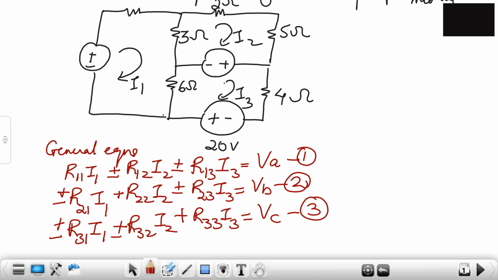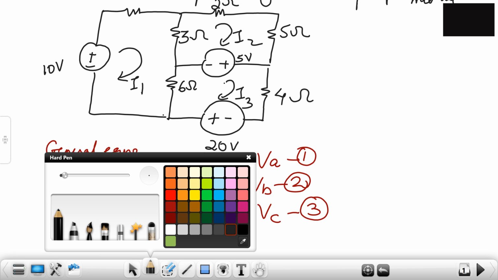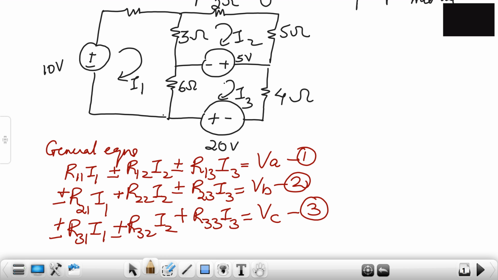VA is the voltage with respect to loop 1, VB is the voltage with respect to loop 2, and VC is the voltage with respect to loop 3. This is 10 volts and this is 5 volts. So let's start.